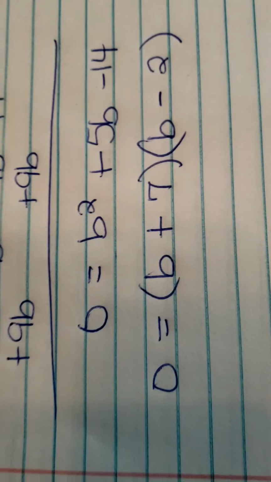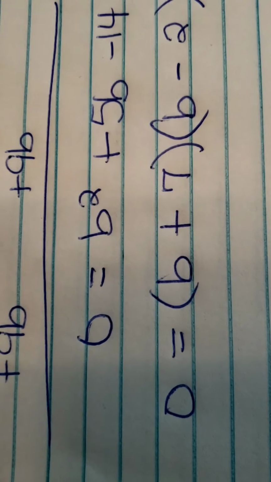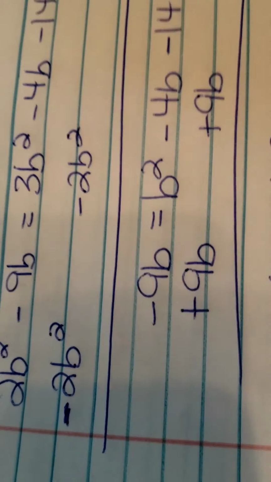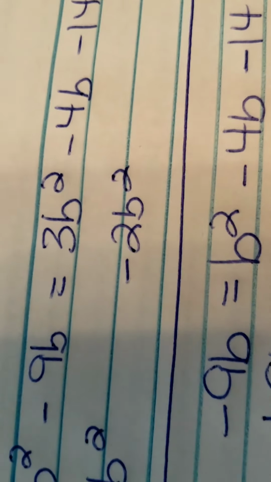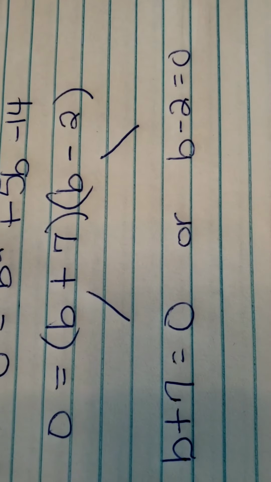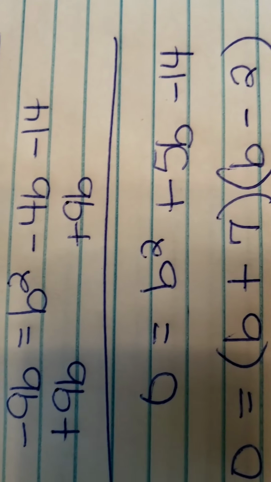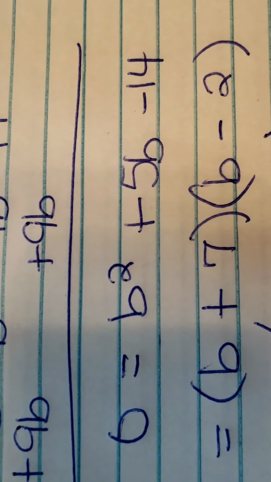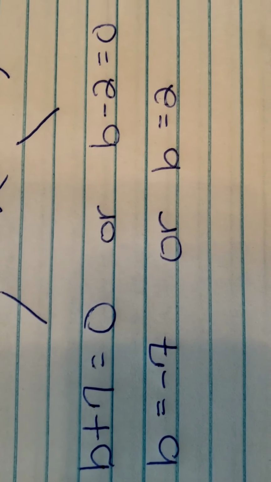All right, now, based on the zero product rule, I know that one of these factors can equal 0. So I'm going to set them both equal to 0. So I have b plus 7 equals 0, or b minus 2 equals 0. All right, so this is what you should have. And now I'm just going to solve for b. So the first one is b is equal to minus 7, or b is equal to a positive 2. And this is what you should have.